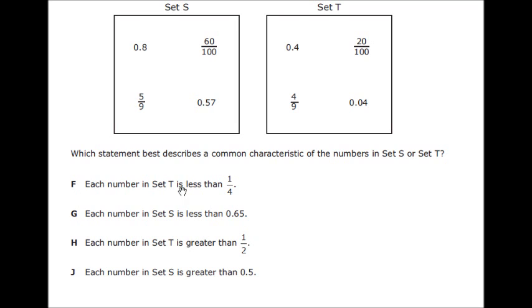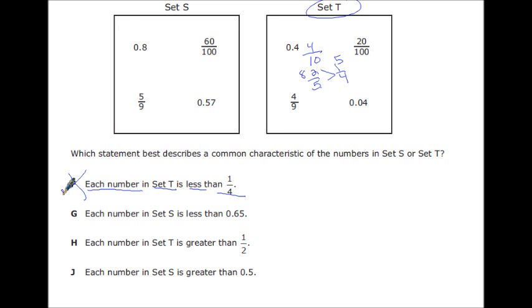So F says each number in set T is less than 1/4. So I need to see if each number in set T is less than 1/4. So I'll look over here at set T, and I see that this one right here is 4/10, which is 2/5, and 2/5 is going to be greater than 1/4 because 4 times 2 is 8 and 5 times 1 is 5. So that right there proves why F doesn't work.